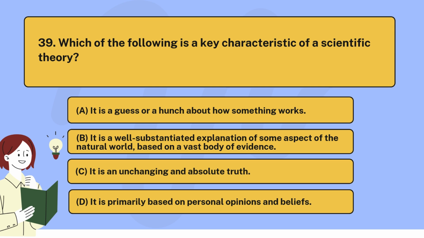Question 39. Which of the following is a key characteristic of a scientific theory? A. It is a guess or a hunch about how something works. B. It is a well-substantiated explanation of some aspect of the natural world, based on a vast body of evidence. C. It is an unchanging and absolute truth. D. It is primarily based on personal opinions and beliefs.